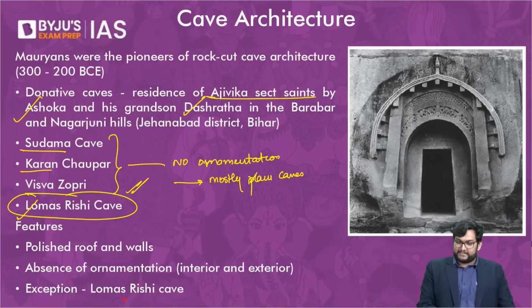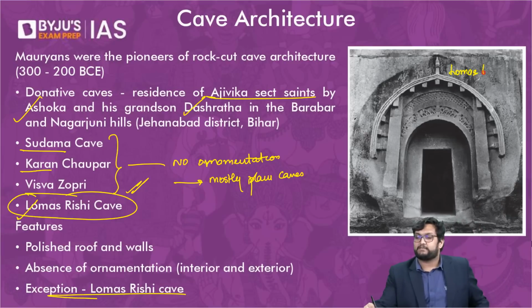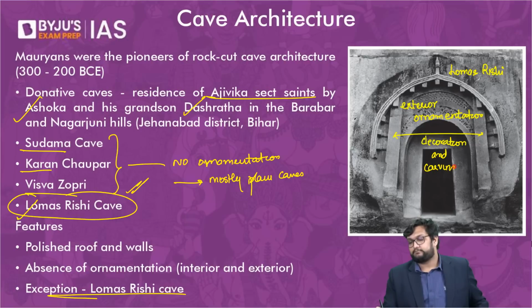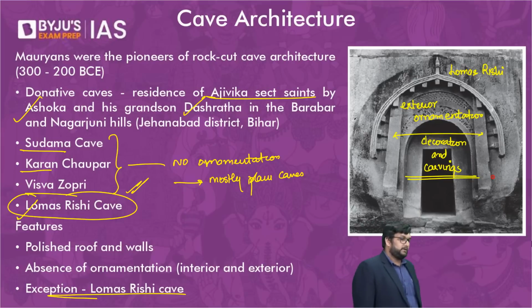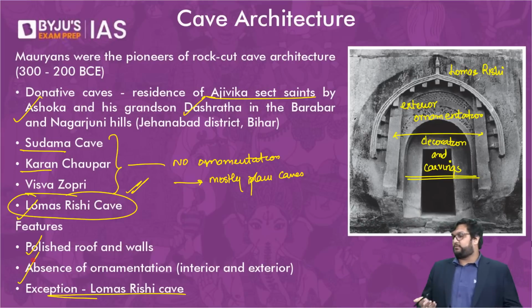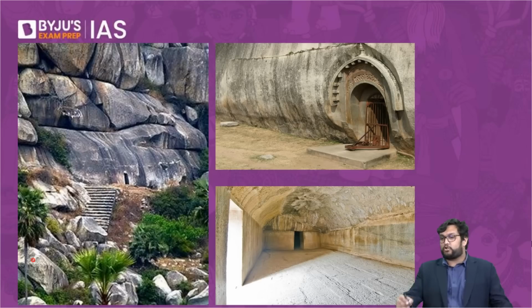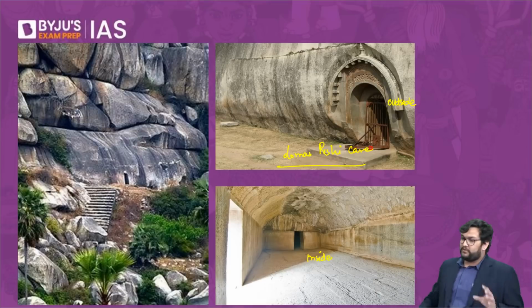Loma Sisi is an exception because Loma Sisi has exterior ornamentation in the form of what you see here as decoration and carvings. So very simply, cave architecture: polished walls, absence of ornamentation except for Loma Sisi. These caves were given. This is Loma Sisi from the outside. This is from the inside. Loma Sisi. And they were the first ones to be carved out.